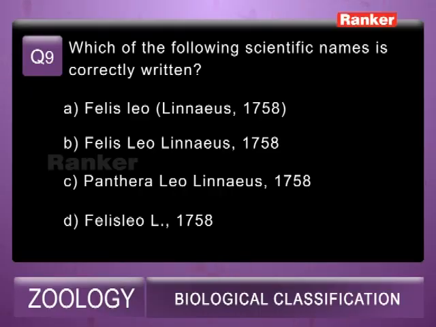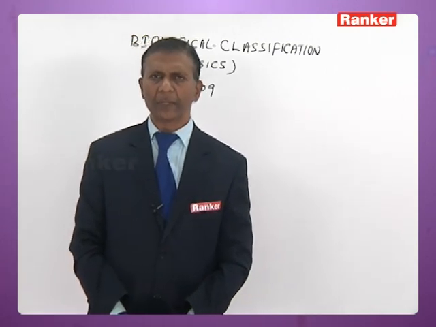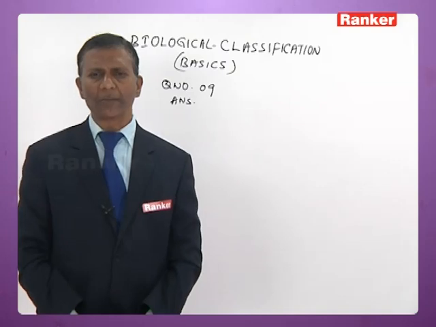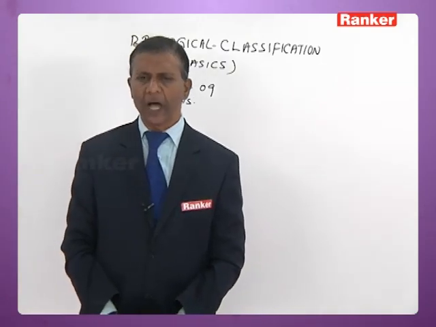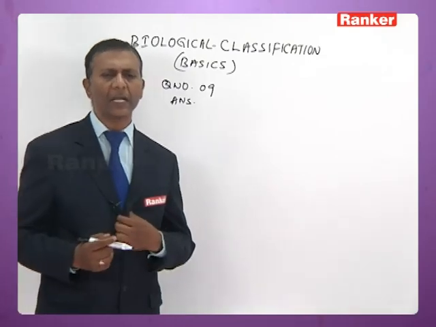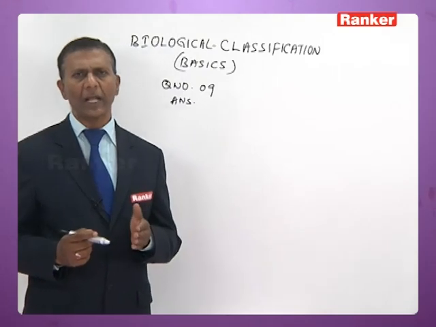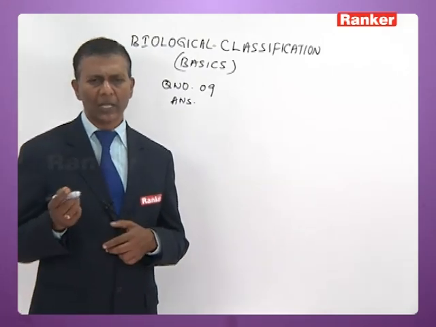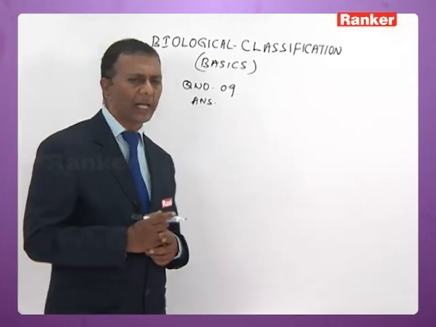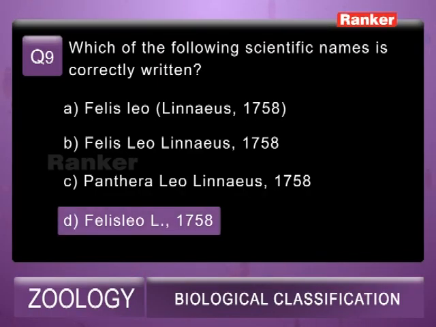Option D, Felis leo Linnaeus 1758, is correct here. So among these options, as per the binomial nomenclature norms, the fourth option, option D, is correct. When the name is changed, the original author's name and year of publication should be mentioned in brackets. So that's why option C is wrong and option D is correct. So for question number 9, option D is correct: Felis leo Linnaeus 1758.